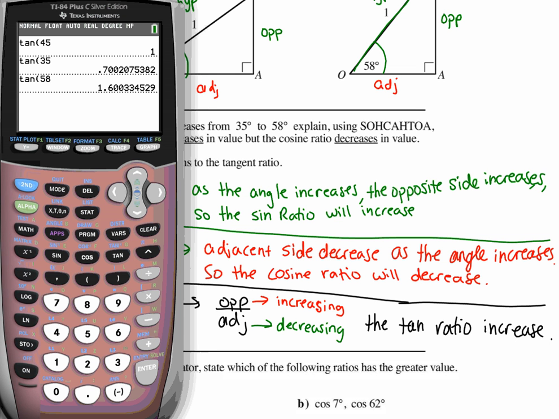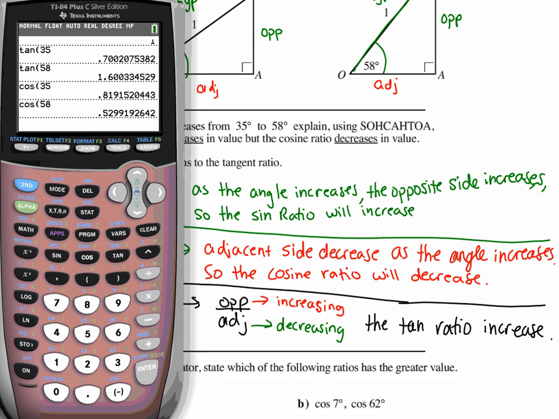Okay? Can you check your work with your calculator? Absolutely. Increase your angle. What happens to the ratio? It gets bigger. Okay? With cosine, you can check cos, oops, that's sine. Cos 35, cos 58. It gets smaller. Okay? All right.